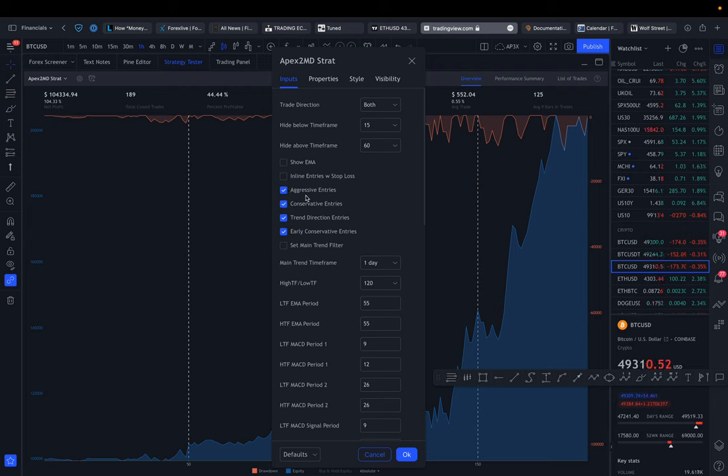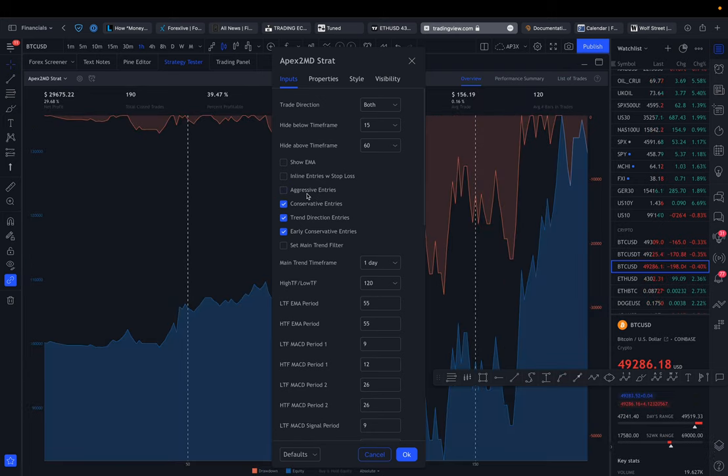So aggressive entries, that's more aggressive. Conservative and early conservative are more safe types of entries. So this one might be a little bit later, but the conservative entry will be entering when there is more confirmation that the trend is going the way it's going. An aggressive entry is going to enter a little earlier, but the probability of it working out drops. So again, when you play around, you can see on a back tester, do aggressive work? Obviously they do. Look at this P&L, how it drastically changes the situation.